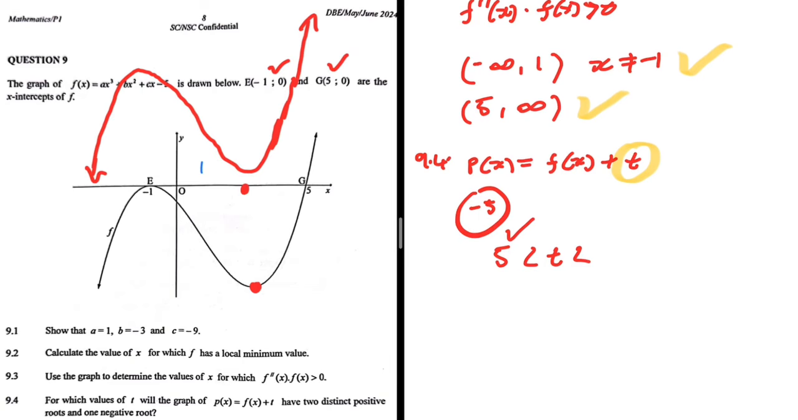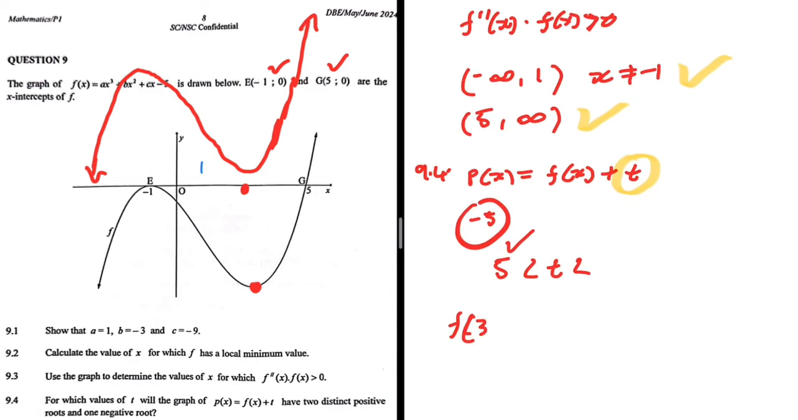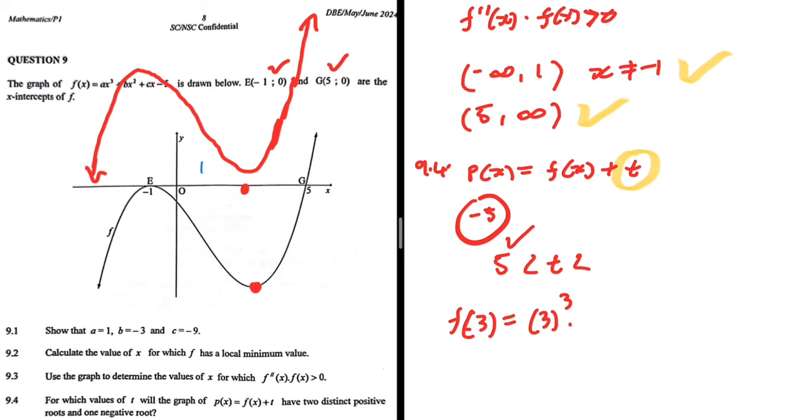How do we find the y value of that minimum? We have the x value. We calculated it in 9.2. So we're going to say f of, I think the x value was 3. Yeah, f of 3 is equal to 3 to the power 3 plus, okay, b is -3, so -3 times 3 squared, c is -9, so minus 9 times 3, minus 5. So let me go ahead and put that in my calculator. 3 to the power 3 minus 3 multiplied by 3 to the power 2 minus 9 multiplied by 3 minus 5. That is -32.